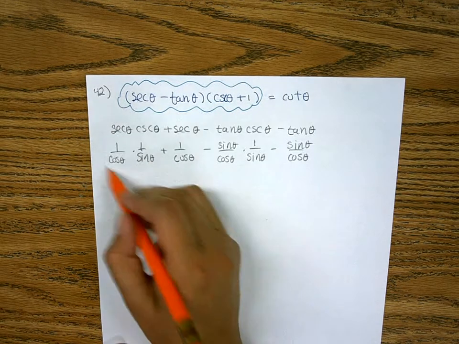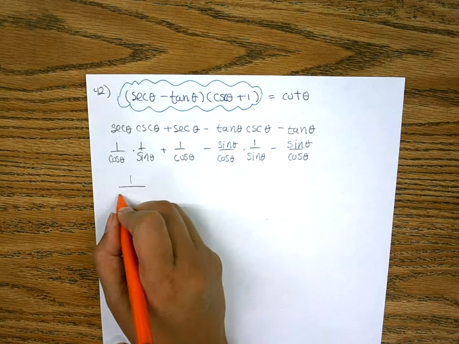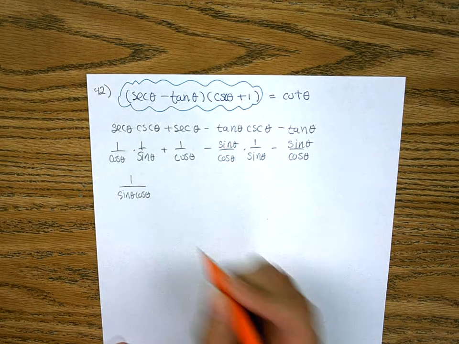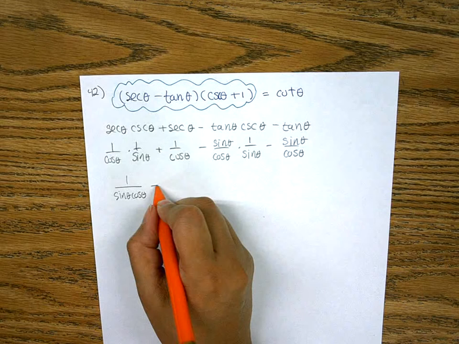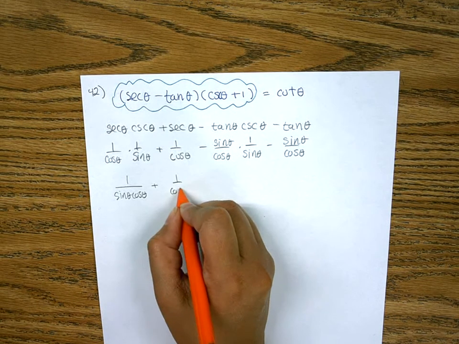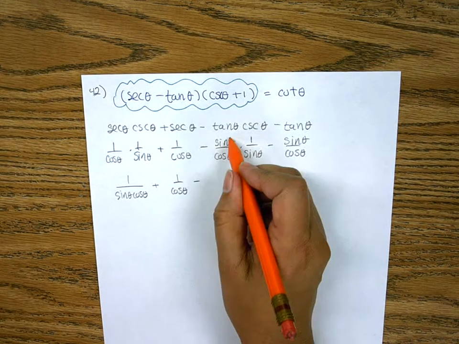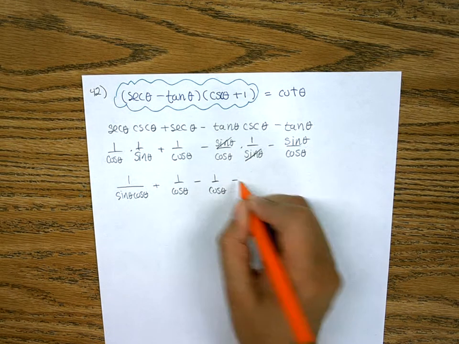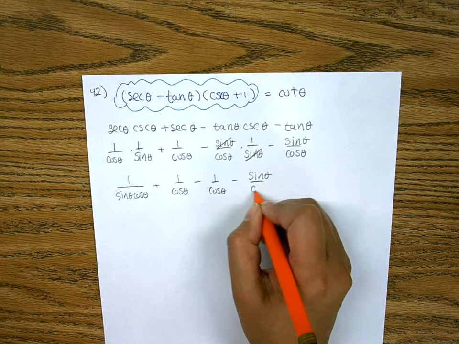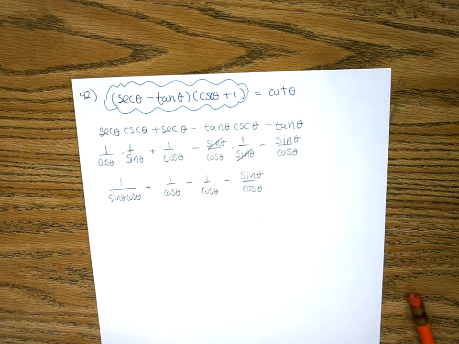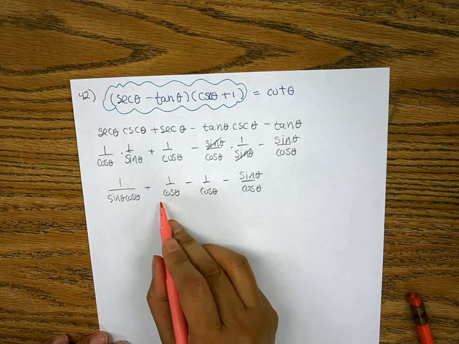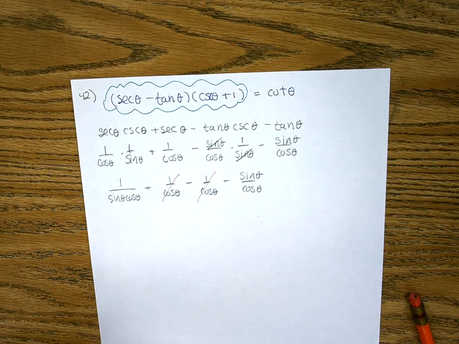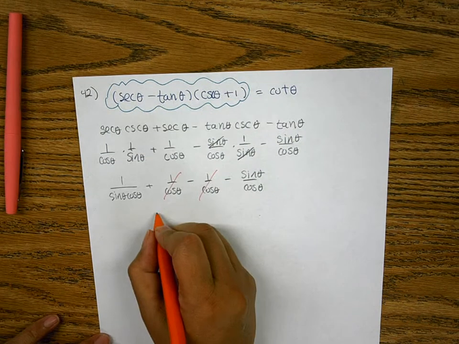Okay, nothing reduces here, so it's just one fraction of 1 over, I'm just going to write the sine first, sine theta cosine theta, plus, nothing special happens there, 1 over cosine theta. Take away, the signs reduce here, 1 over cosine theta minus sine theta over cosine theta. And I'm hoping you see that these middle terms, they're opposites. 1 over cosine minus 1 over cosine. They cross out. So it is getting a little bit smaller.